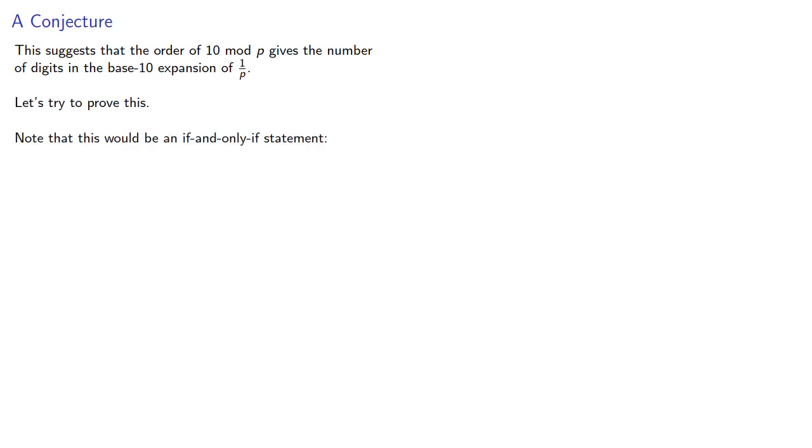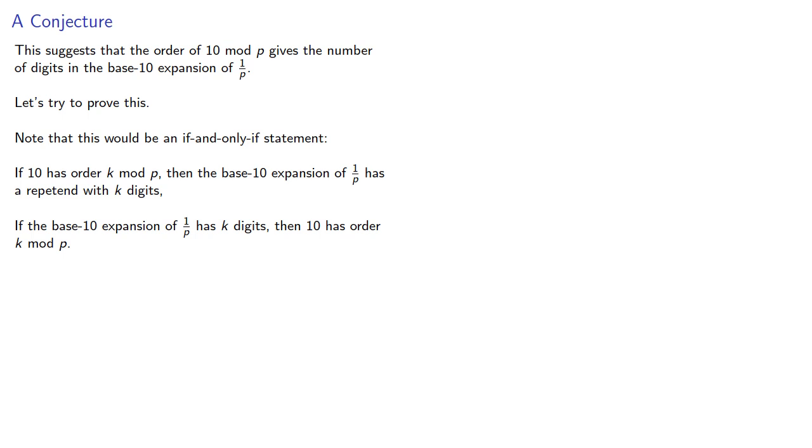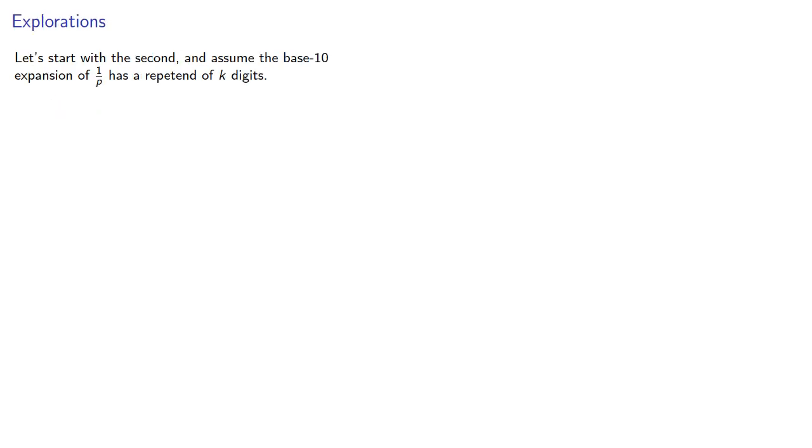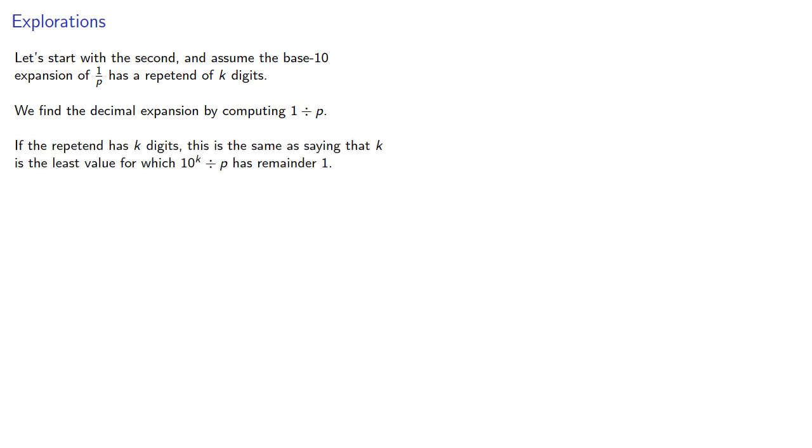Note that this would be an if and only if statement. If 10 has order k mod p, then the base 10 expansion of 1 over p has a repetend with k digits, and if the base 10 expansion of 1 over p has a repetend with k digits, then 10 has order k mod p. Let's start with the second and assume the base 10 expansion of 1 over p has a repetend of k digits. We find the decimal expansion by computing 1 divided by p. If the repetend has k digits, this is the same as saying that k is the least value for which 10 to the k divided by p has remainder 1.